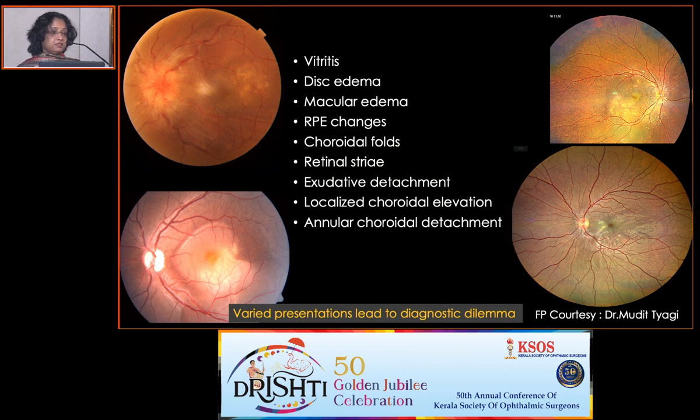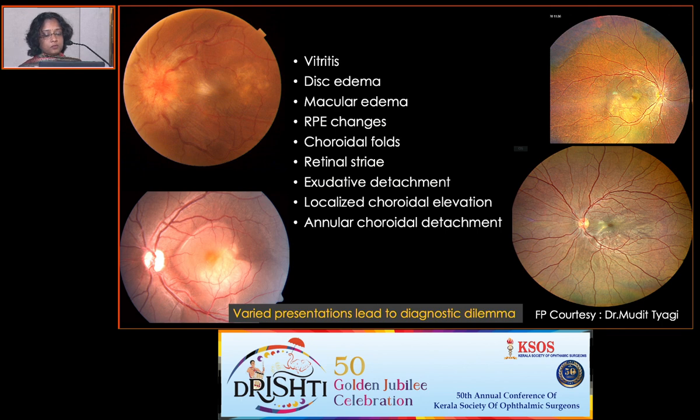The diagnostic dilemma arises because it can present with a variable fundus picture. As you can see from this picture, it can present with mild vitritis, or disc edema mimicking that of NAION, or even bilateral presentation. It is usually unilateral; very rarely it can present bilaterally, and then you should look for differentials like malignant hypertension. The usual presentation might have vitritis, disc edema, macular edema, and associated retinal pigment epithelial changes.